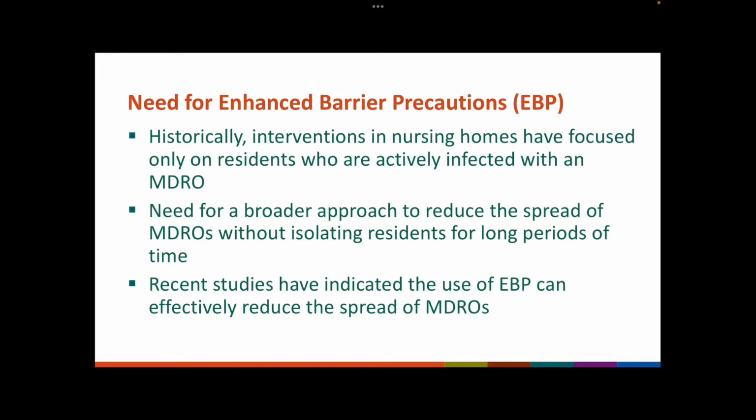Historically, nursing homes have used contact precautions when caring for residents who are actively infected with an MDRO, meaning they have symptoms or might even be on antibiotics for an infection. Contact precautions require the use of gown and gloves whenever entering the room, placing the resident in a single-person room, and restricting them from all group activities. However, as we just showed with the study, the problem with MDROs is much larger, and focusing only on interventions for residents with an active infection is not sufficient.